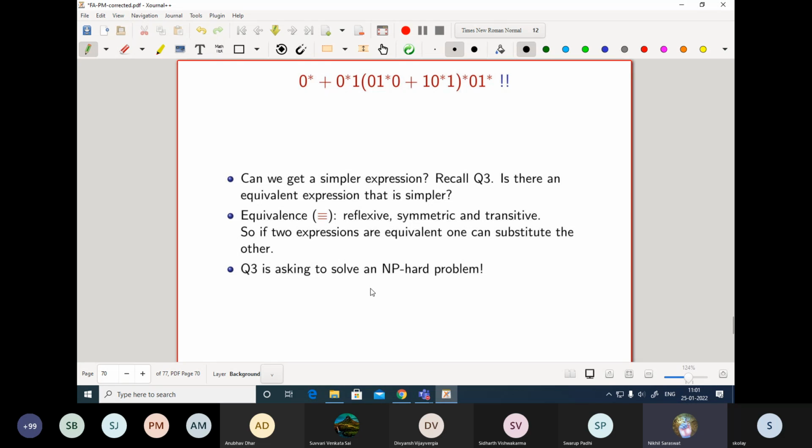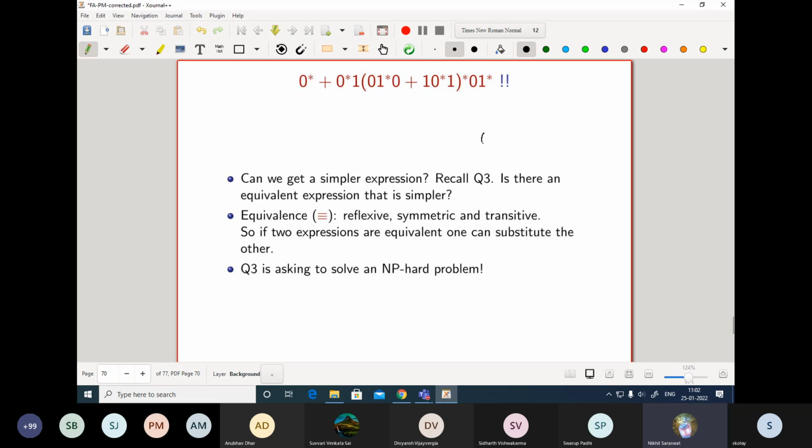Actually, question 3 is an NP-hard problem. If you give me a pattern and ask me for the simplest form, or for a shorter pattern that is equivalent to this given input pattern, this is an NP-hard problem. But if you give me specific instances, a particular pattern, then by observation or by applying some simplification rules, we may be able to simplify the pattern or shorten its length.